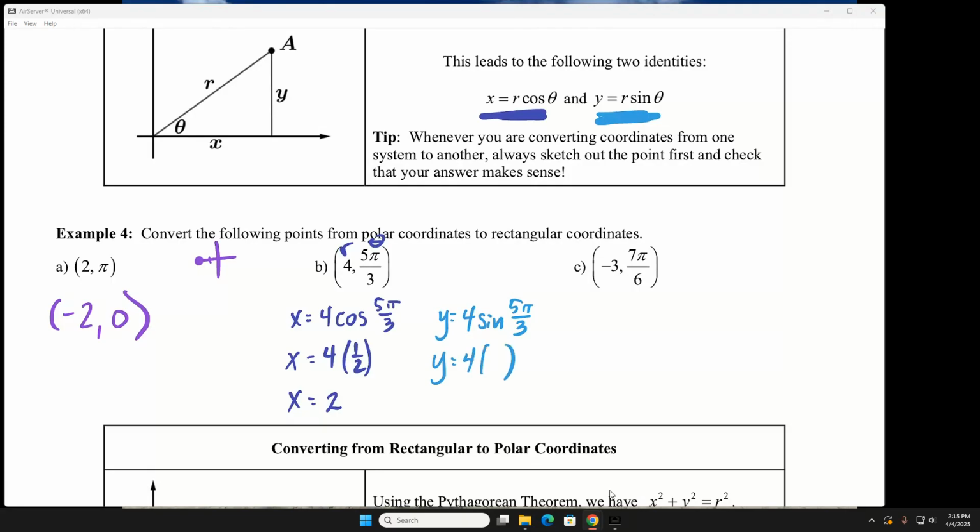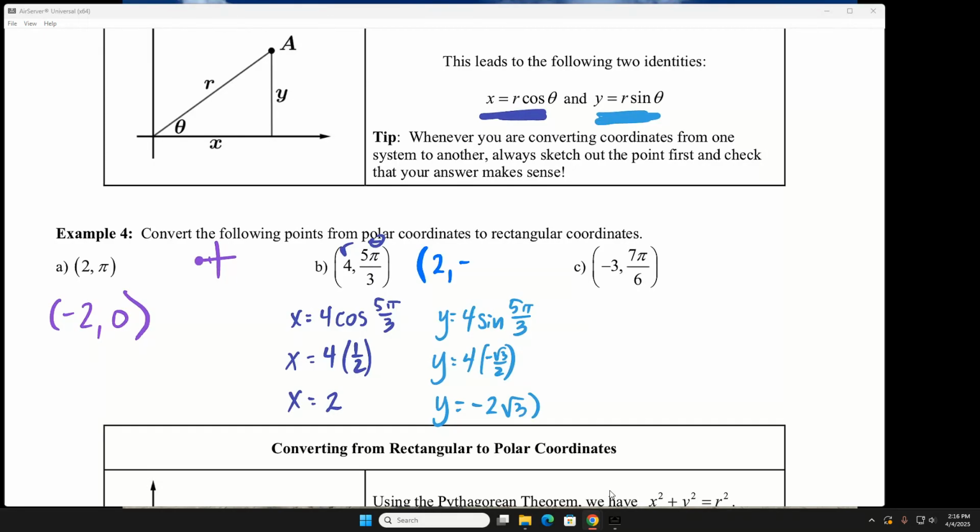Right. And then the sine of all the pi over 3 angles is going to be the square root of 3 over 2, or negative square root of 3 over 2. For 5 pi over 3, it is negative square root of 3 over 2. Right. And then that 4 over 2 is going to reduce to 2, so this should end up simplifying to negative 2 square root of 3. And that is your ordered pair for your answer.